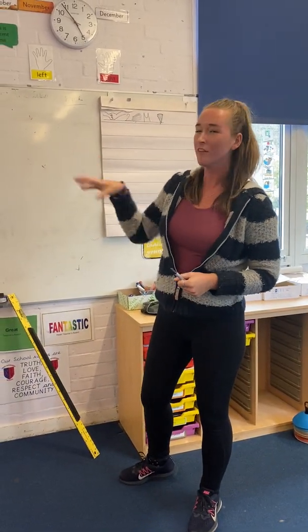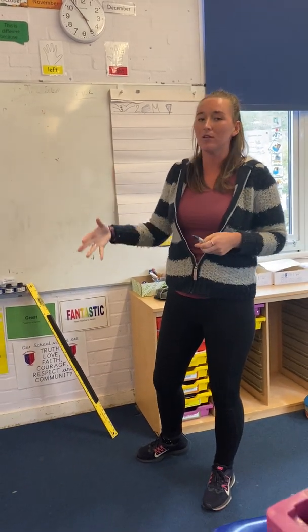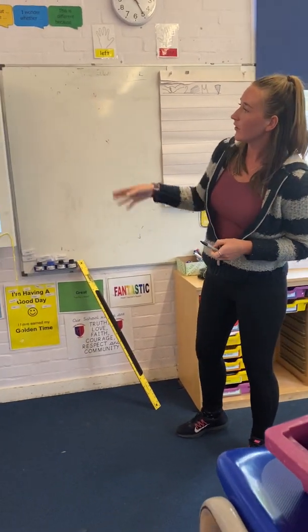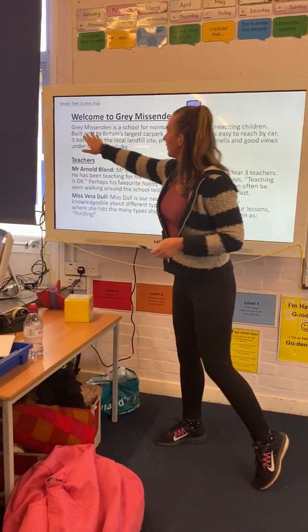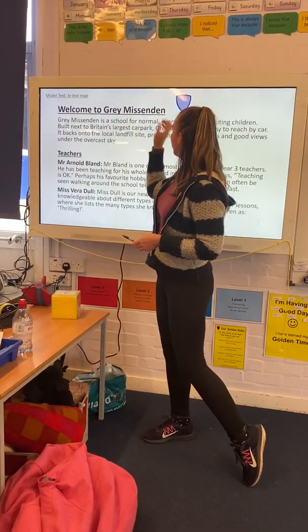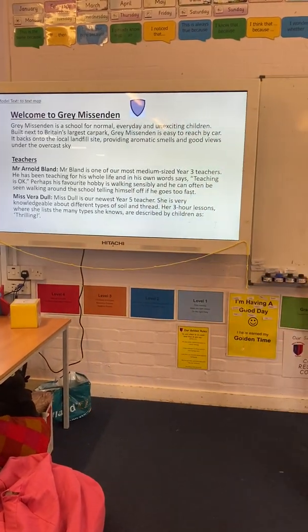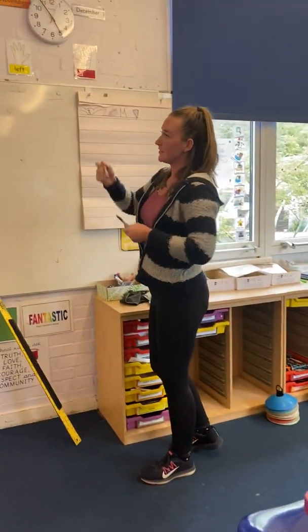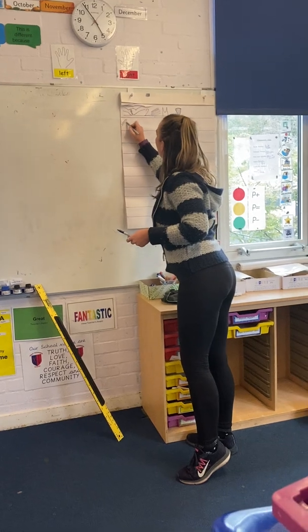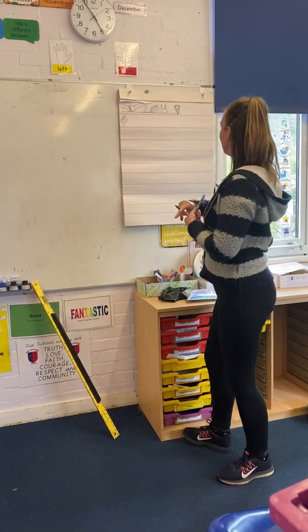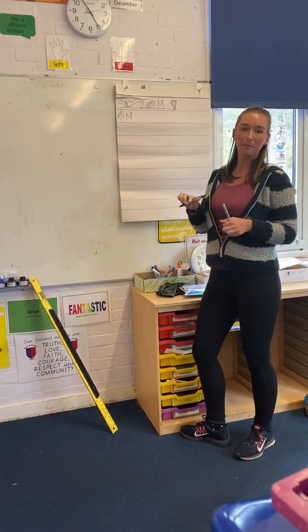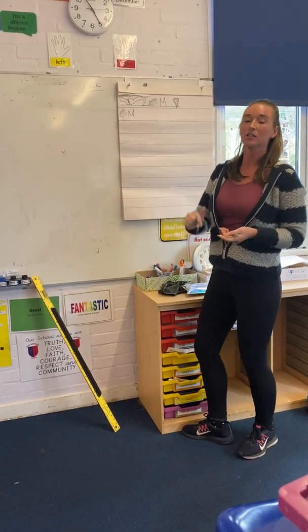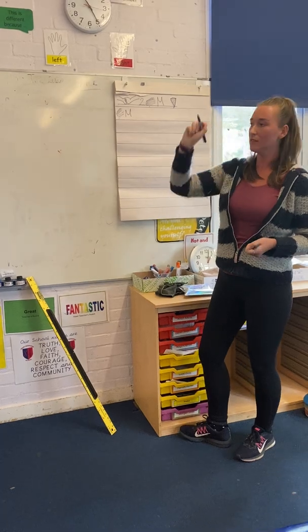Next up, we are going to start with our writing. And the first bit is kind of our introduction. It tells you a little bit about the school and where it is. So it's kind of your blurb to introduce it. New line, Grey Missenden is a school for normal, everyday and unexciting children. So, Grey Missenden. Do you notice as well, I'm not doing a little m, I'm using capital M because it's obviously a name. So every time you need your capital M.